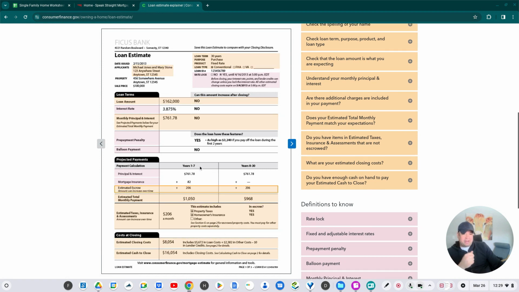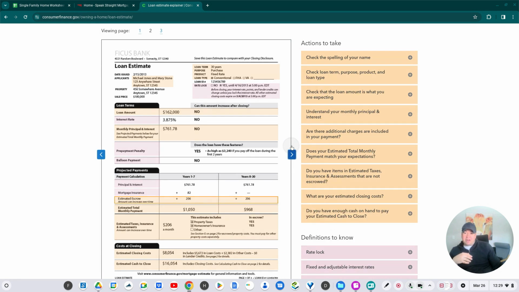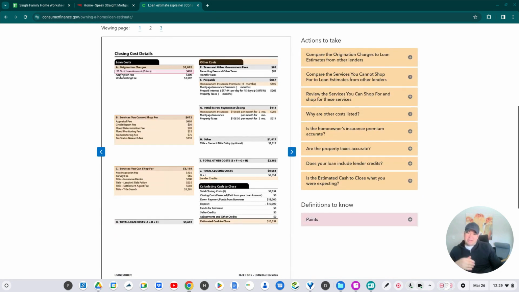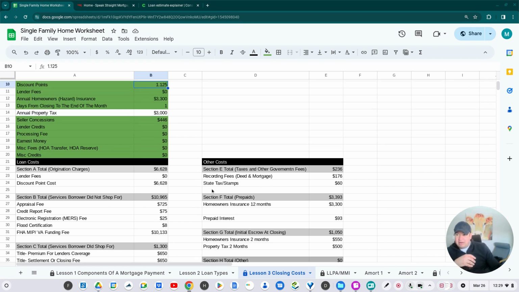And on a loan estimate, this is what a lender gives you when you go under contract, or further down in the loan process, you will get a loan estimate. And if you look on page 2 of the loan estimate, there's a section A, B, C, D, E, F, G, H, I, J, and a total cash to close. That's why I have this formatted in the same way, same section, same information.